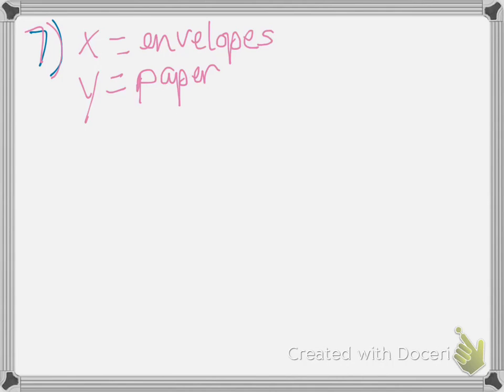13, 4 boxes. 3 boxes of envelopes. So that's going to be 3 envelopes and... How many boxes of notebook paper? 4 boxes. And that's going to equal $13.25. I'm running out of room.